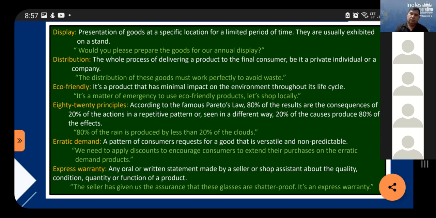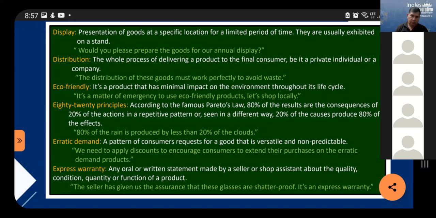Eco-friendly. Eco-friendly is a product that has minimal impact on the environment throughout its life cycle. It's a matter of emergency to use eco-friendly products. Let's shop locally.